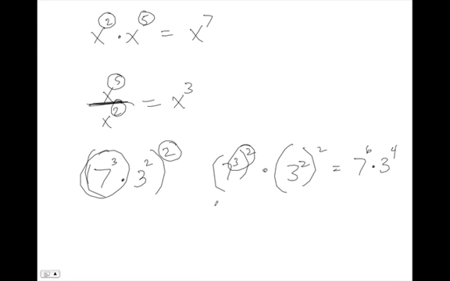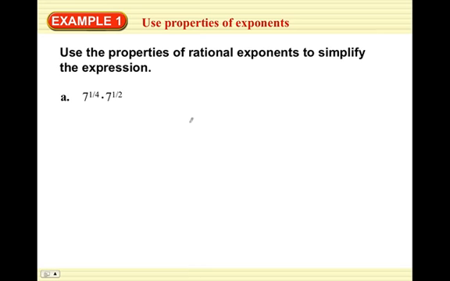So you get the properties. Those are some of the basic ones. We're going to use these same properties with rational exponents. In this one, you have 7 to some exponent, the exponent is 1/4, times 7 to another exponent. They have the same base, which means we can add the exponents, right? If this was 7 squared times 7 to the fifth, you would add the exponents. So here we go, 7 to the 1/4 plus 1/2.